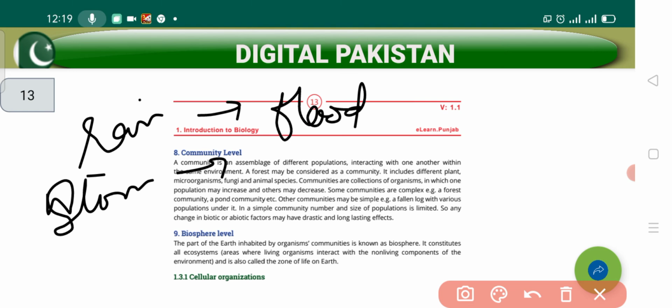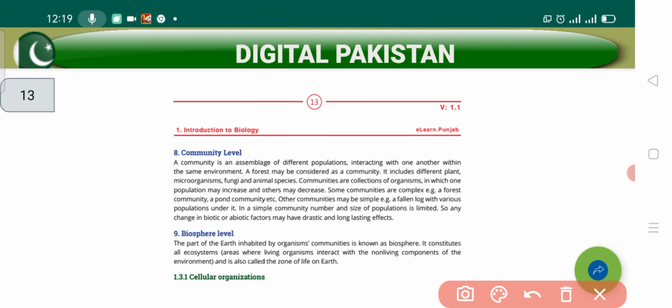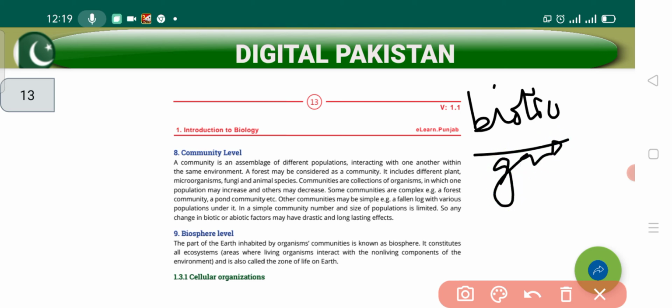Similarly, beta, the disturbance in the biotic factor will also result in the disturbance of the community. Let's suppose the grass is going to finish, then how are the herbivores going to live, how are those animals going to survive who are depending upon the grass? So here they are telling that biotic and abiotic factors have a long lasting effect.